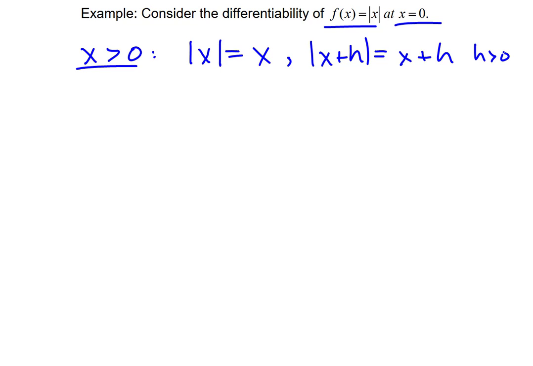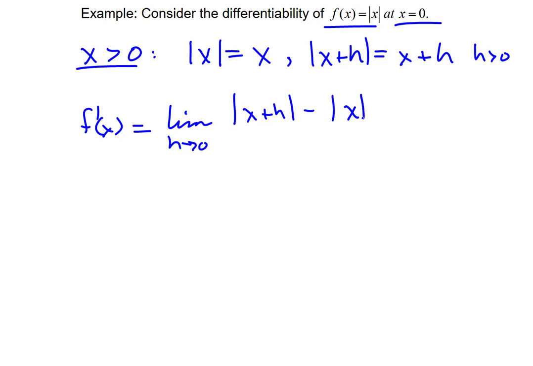Now, we could say, using the definition of a derivative of f of x, so we'll call it f prime of x, using the limit definition we've discussed, would be written as the limit as h approaches 0 of f of x plus h, so that'd be the absolute value of x plus h, minus f of x, that's the absolute value of x, all over h.